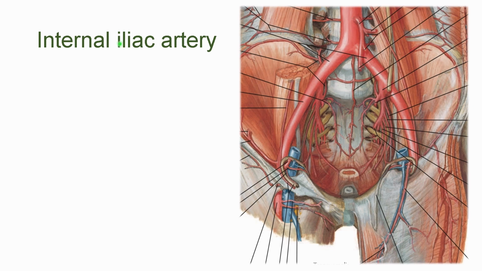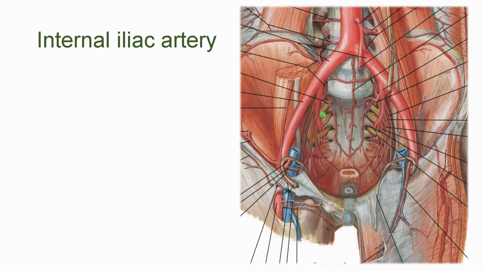Internal iliac artery. As I have mentioned, at the L4 vertebral level, the abdominal aorta divides into two parts, the left and right common iliac arteries, and each common iliac artery divides into the external and internal iliac artery. This is an external iliac artery and this is an internal iliac artery. The internal iliac artery further divides into anterior branches and posterior branches.